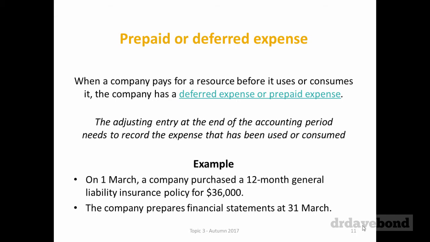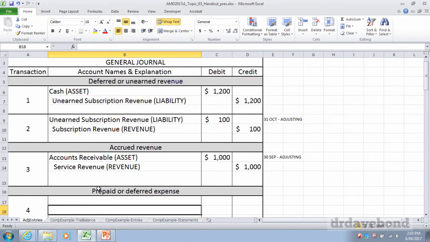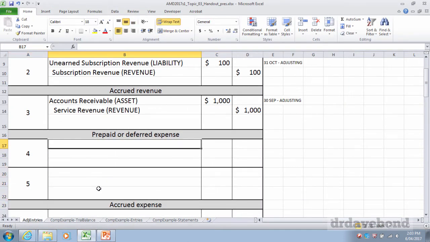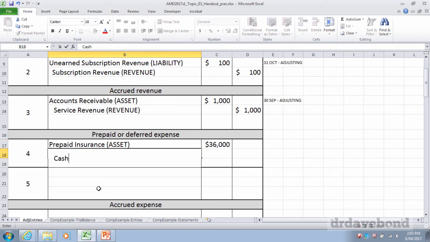So what we do with this is a 2-step process, the first being the actual entry, the second being the adjustment. So for the prepaid or deferred expense, the initial purchase is a prepaid insurance account, and this is an asset. And that's an asset, that's $36,000.